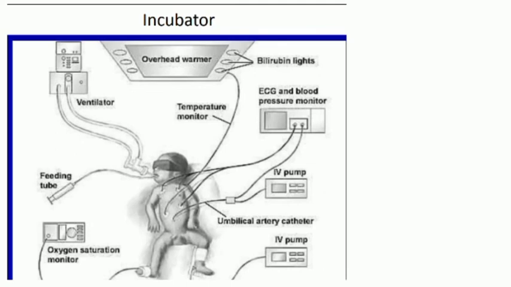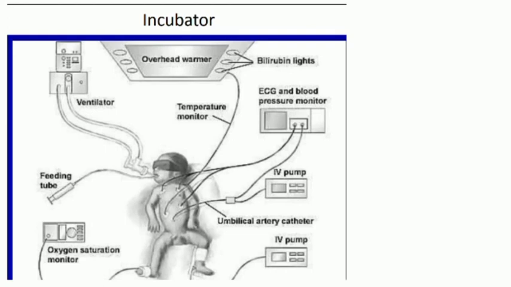As you see from the diagram, it has a temperature monitor. That means we are going to control the temperature of the chamber, and this temperature will be controlled using an overhead warmer made up of bilirubin lights, and this light will provide the necessary temperature. And there will be a ventilator. The ventilator will be useful for maintaining the proper breathing of the small baby.